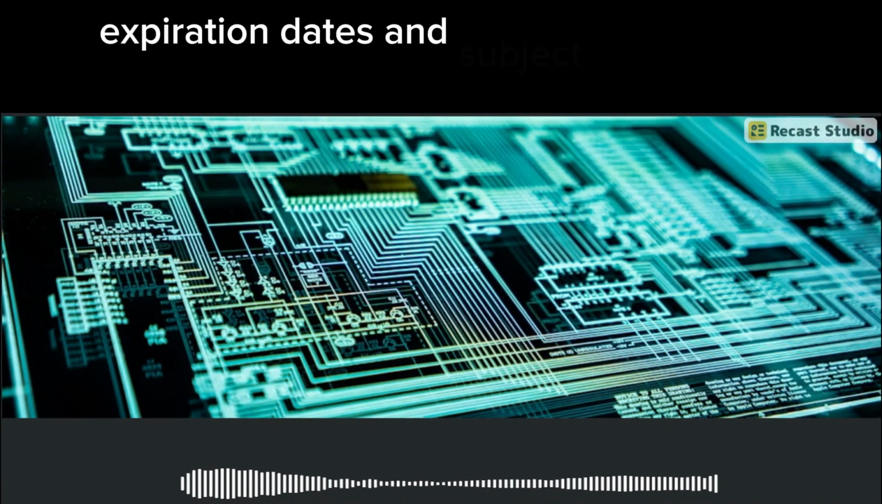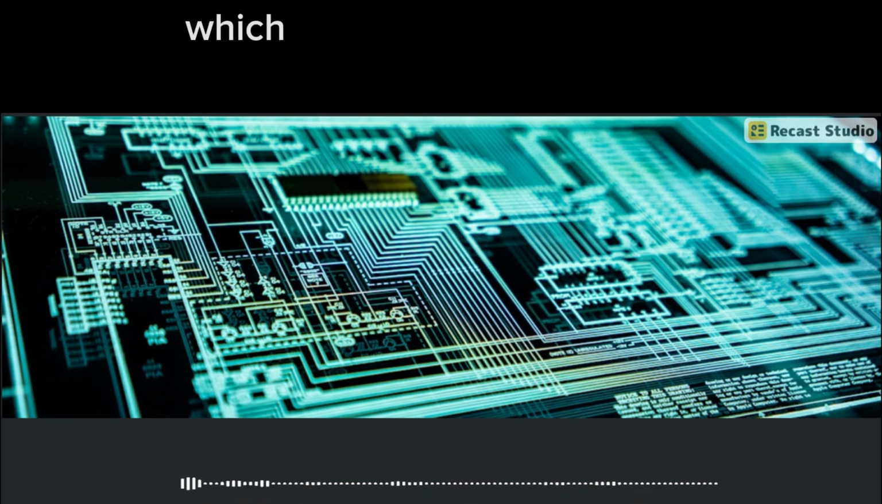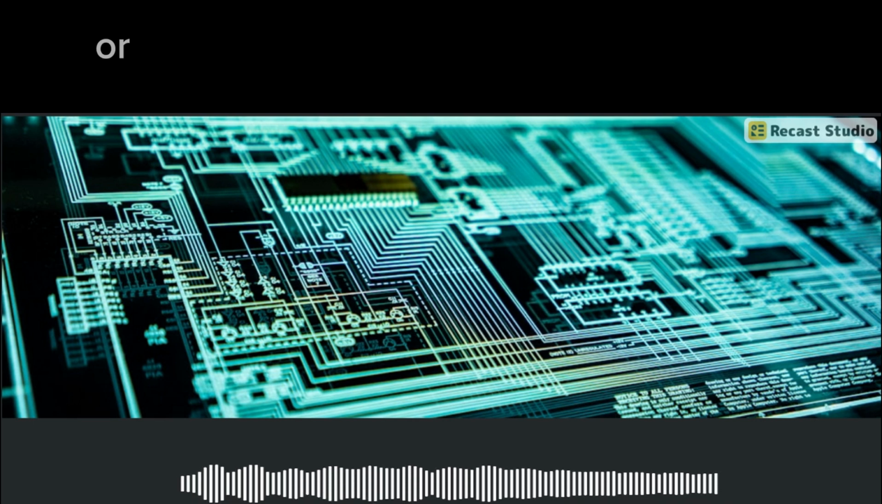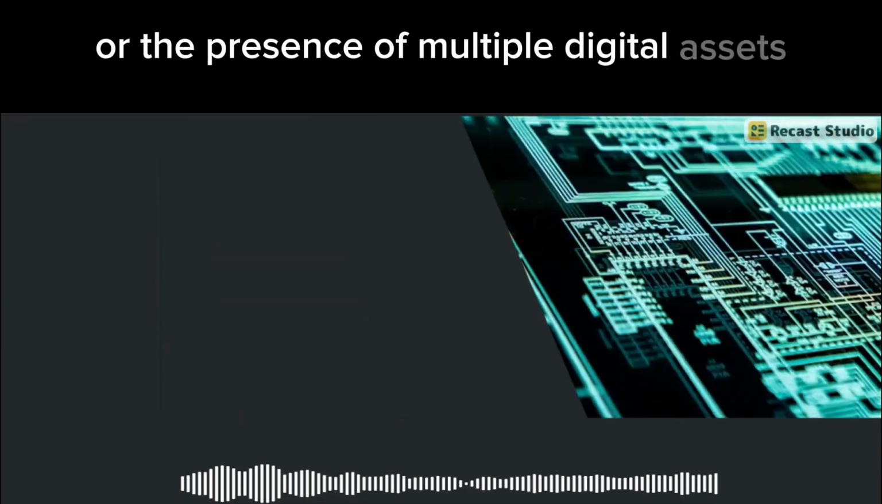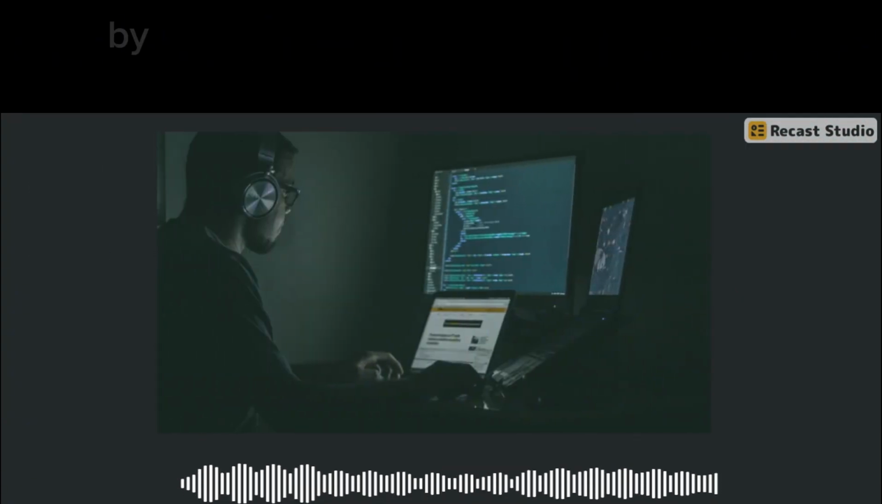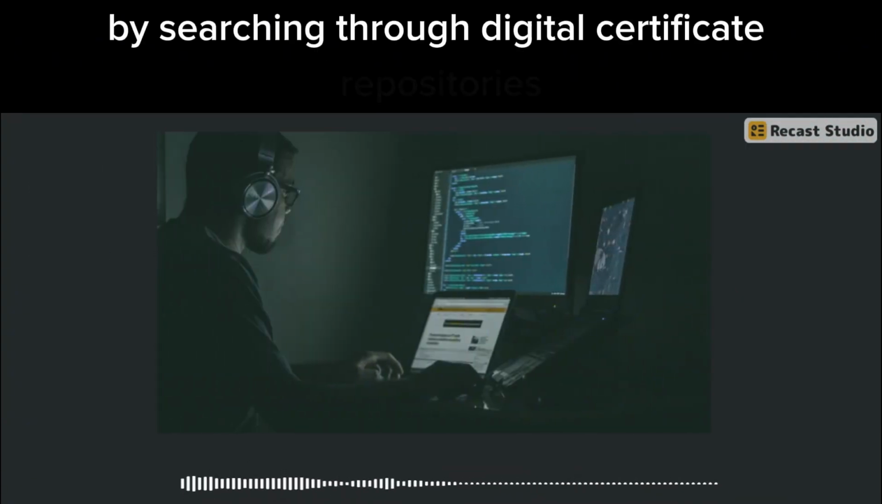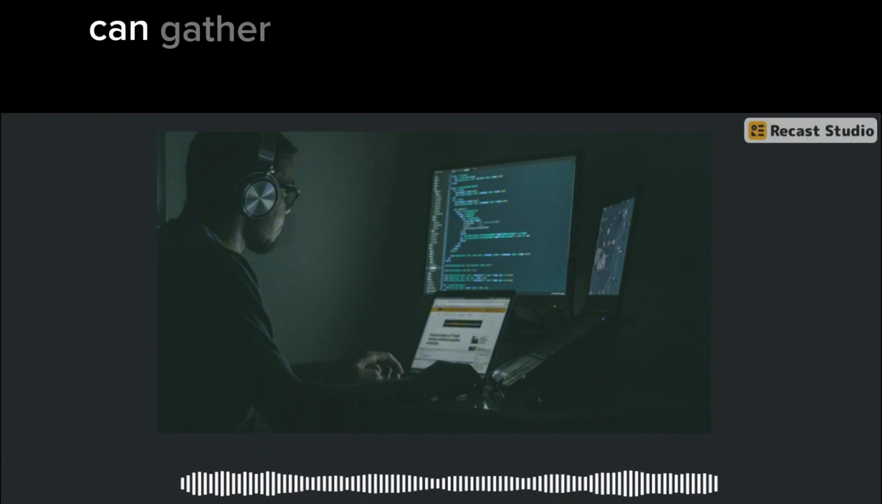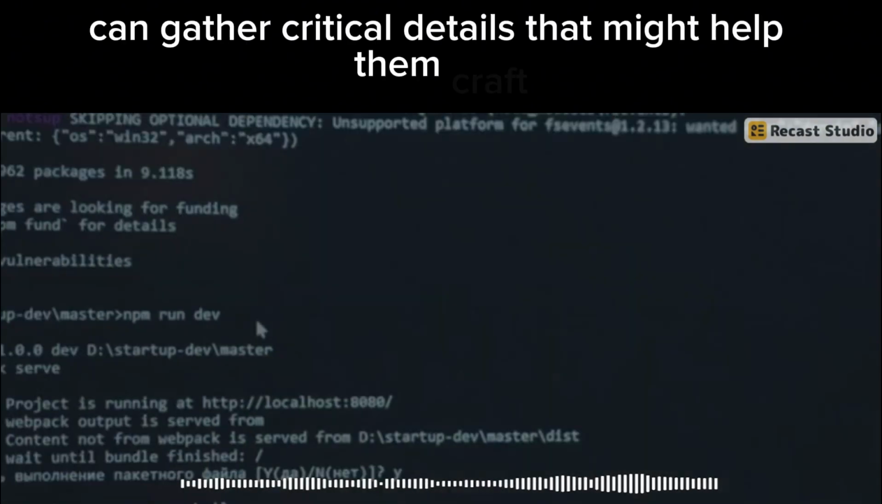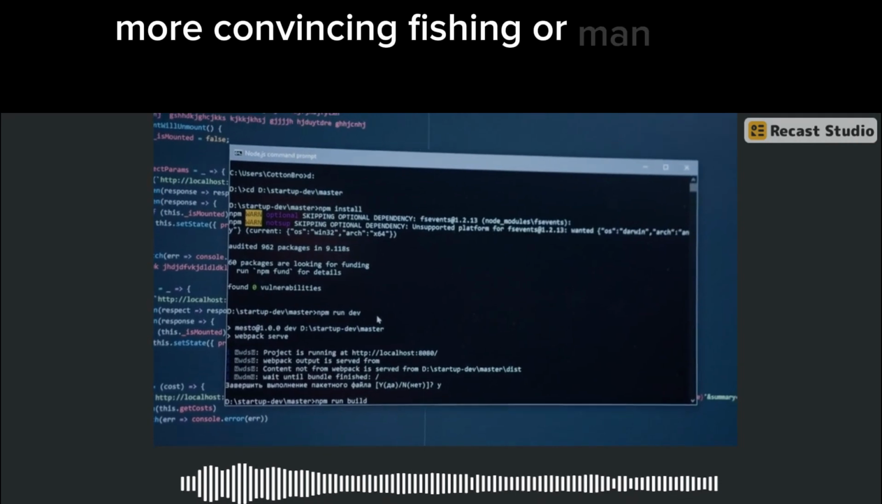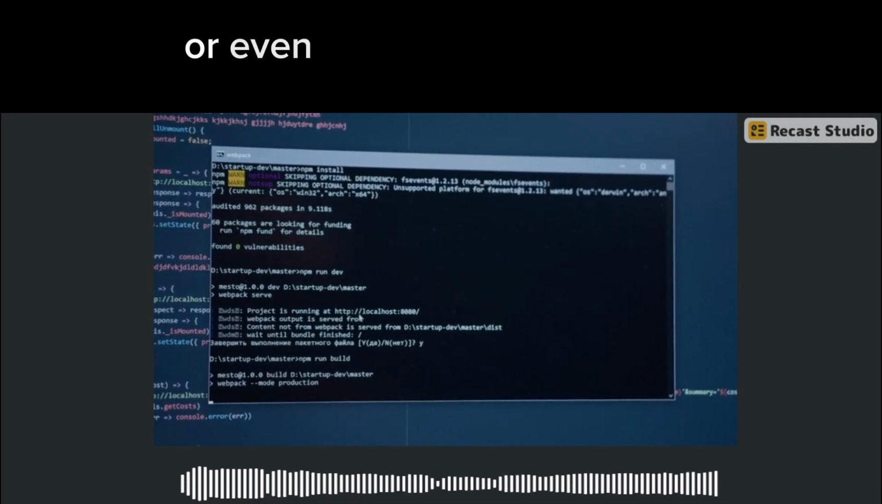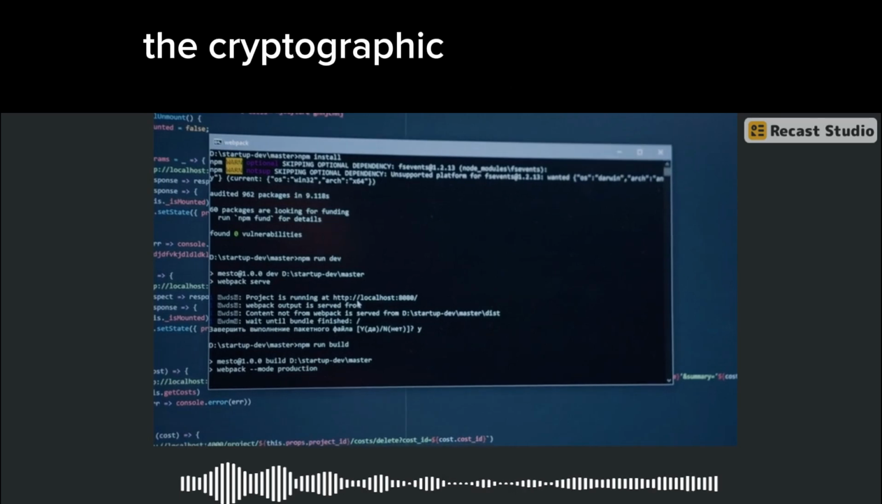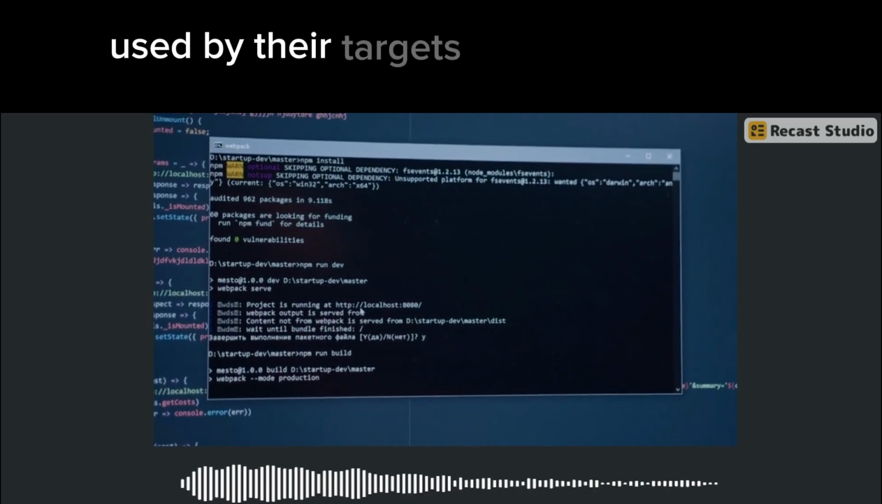Expiration dates and subject alternative names, which might reveal additional subdomains or the presence of multiple digital assets tied to the organization. By searching through digital certificate repositories, adversaries can gather critical details that might help them craft more convincing phishing or man-in-the-middle attacks, or even exploit weaknesses in the cryptographic implementations used by their targets.